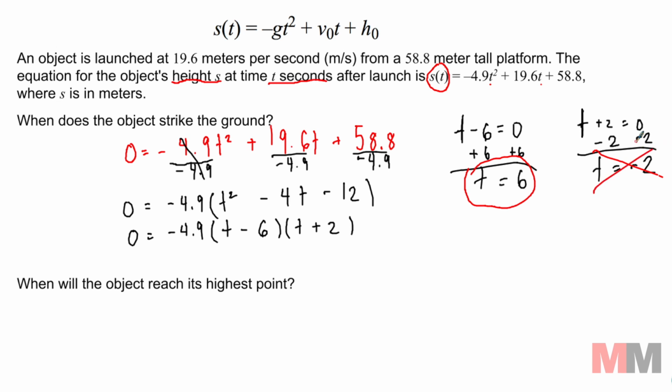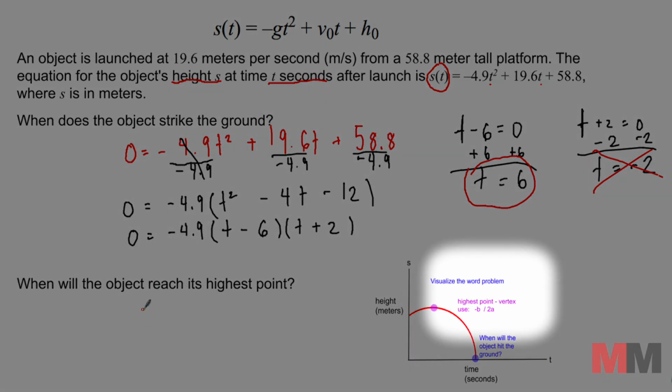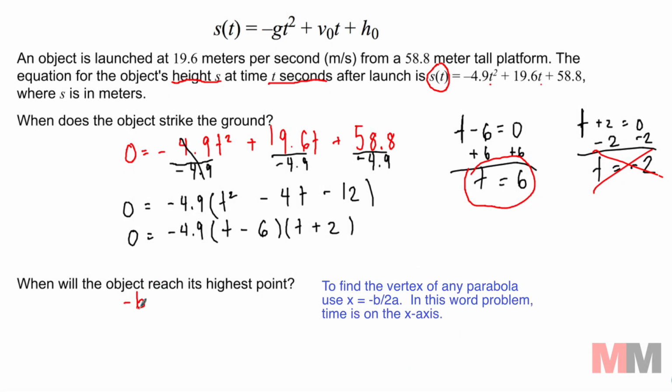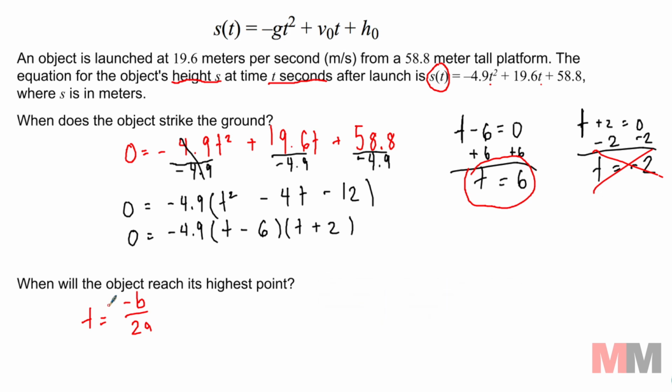The last question is, when will the object reach its highest point? The highest point is always the vertex of a parabola. And to find the vertex, we'll use this negative b over 2a formula. We don't have x, this time we have t, so let's just say t equals negative b over 2a.